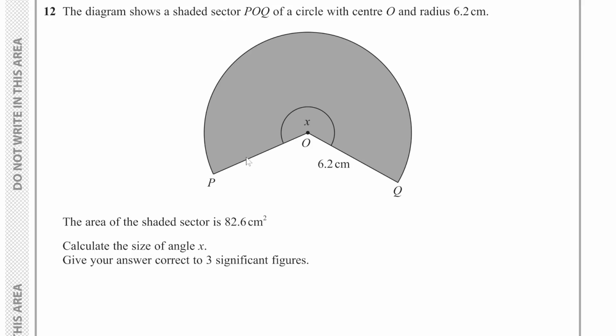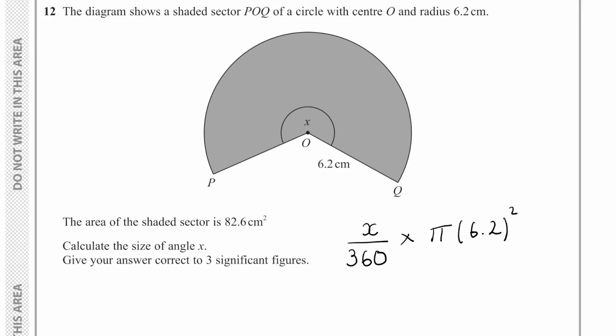Question 12. The diagram shows a shaded sector, POQ, of a circle with center O and radius 6.2 centimeters. The area of the shaded sector is 82.6 centimeters squared. Calculate the size of the angle x. So we've got part of a circle. So the area of a circle is pi r squared. And we've got a fraction of that circle. So we've got x degrees out of 360 of pi times the radius squared.